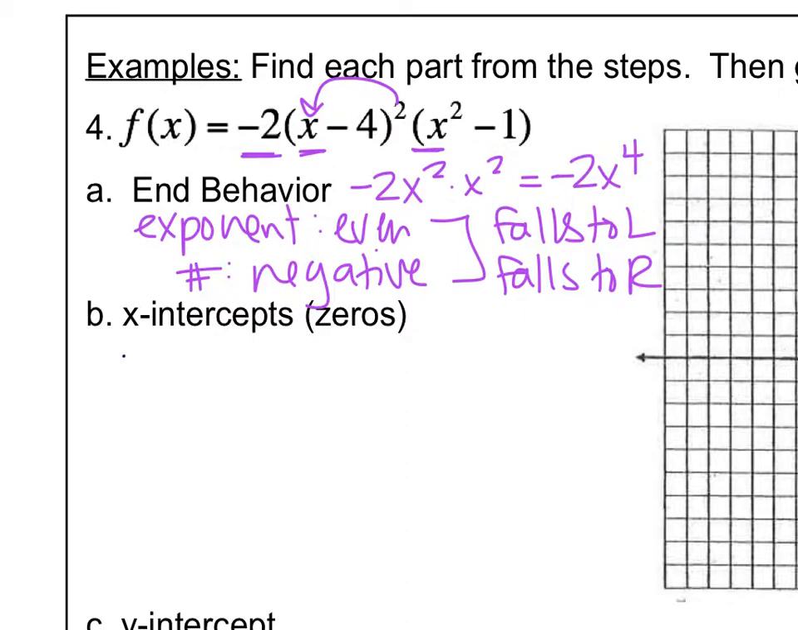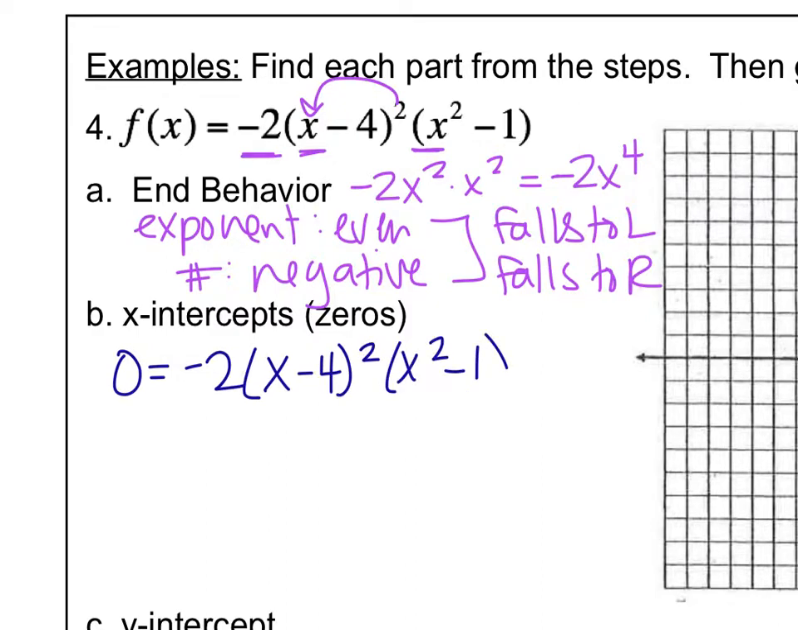X-intercepts, we're going to set this equal to 0. This is the one that's going to be easiest because it's already pretty much set up for us. We can just set the parts equal to 0. So this one is going to give me an answer of x equals 4. So one of our answers is going to be 4 with a multiplicity of 2 because of that squared, which means it's going to bounce.